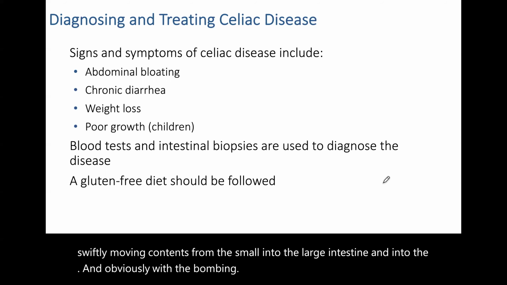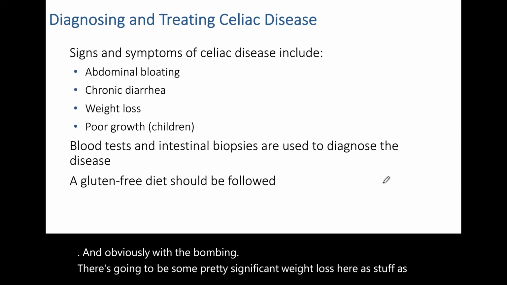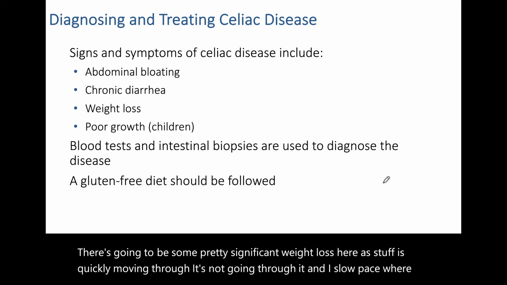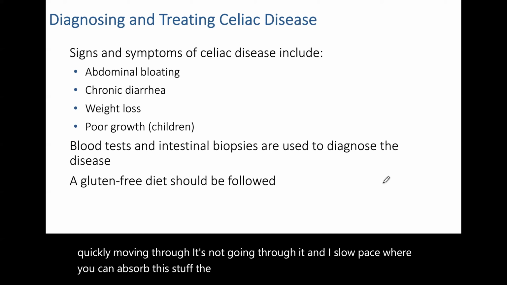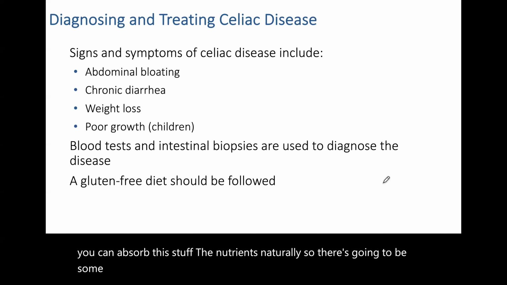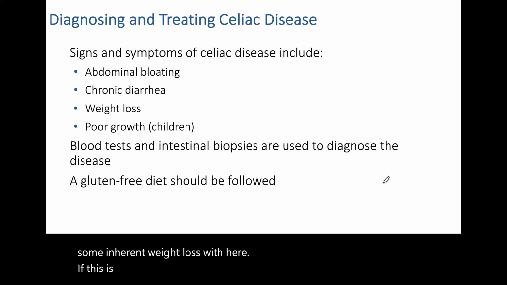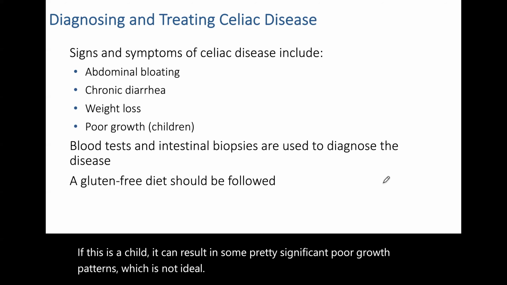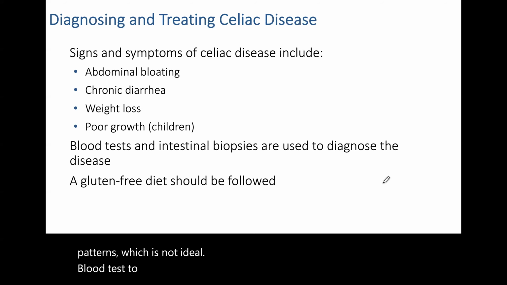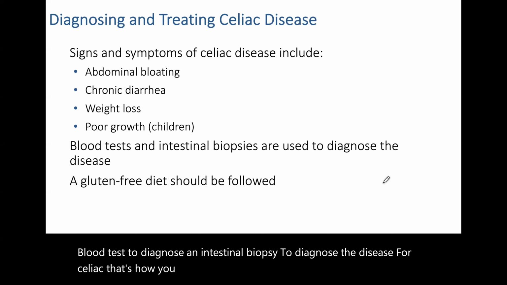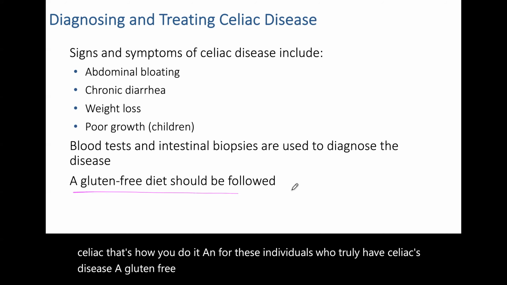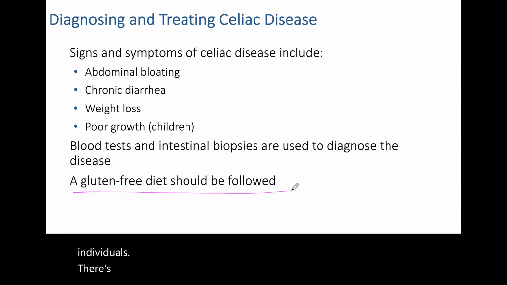There's going to be some pretty significant weight loss here. As stuff is quickly moving through, it's not going through at a nice slow pace where you can absorb the nutrients naturally. So there's going to be some inherent weight loss. If this is a child, it can result in some pretty significant poor growth patterns, which is not ideal. Blood tests and an intestinal biopsy are how you diagnose celiac disease. And for individuals who truly have celiac disease, a gluten-free diet needs to be followed. There's no way around it for them. They just can't do it.